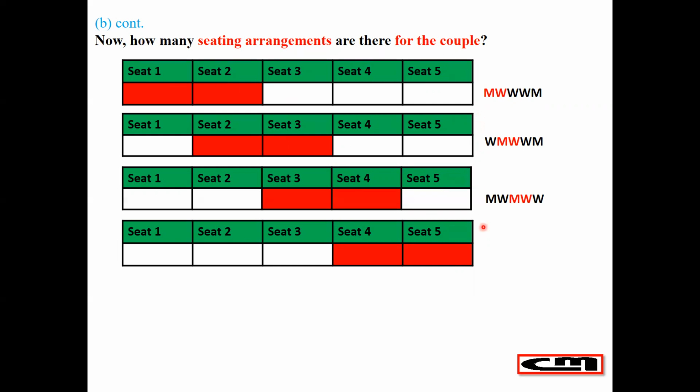So as you can see now, the question is how many sitting arrangements are there for the couple? The sitting arrangements there are, when you count the first table, 1, 2, 3, 4, meaning the first arrangement could be seat number 1 and 2. The second could be seat 2 and 3, then 3 and 4, then 4 and 5.